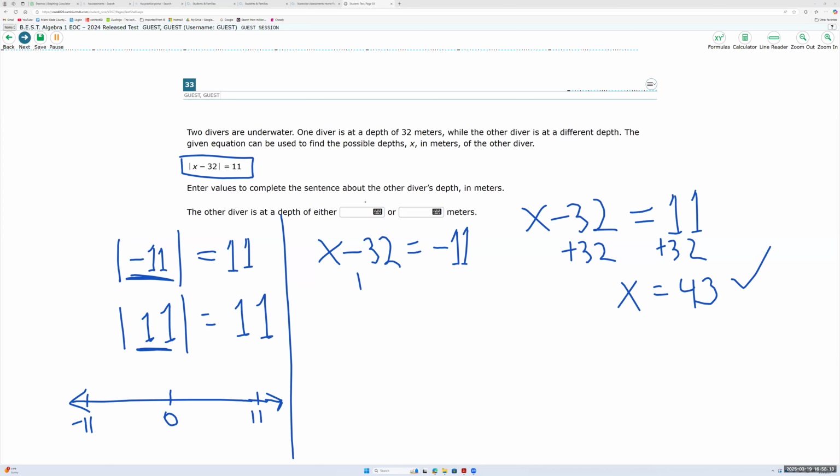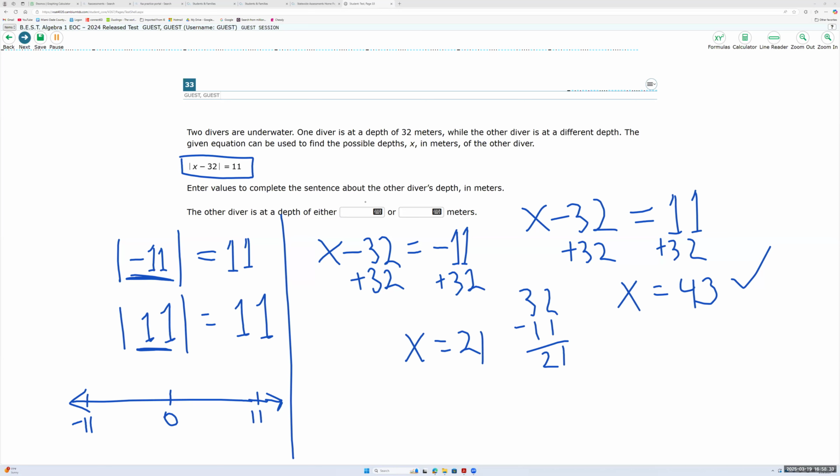This one we're going to have to add 32 again, because it's the same left side. So when I add 32 and subtract 11, that's the same as saying 32 minus 11, which is 21. So x is either 43 or 21.